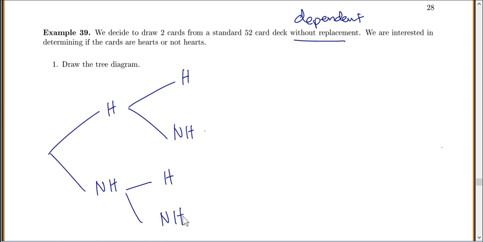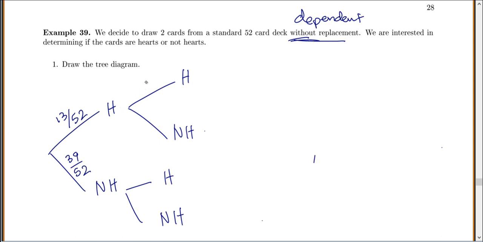Since that's all you're interested in, hearts or not, that's what we put in our tree diagram. Now, the first time you draw a card, if you want to get a heart, you'd have 13 out of 52 cards that are hearts. And if you wanted to not get a heart, well, there are 39 out of 52 cards that are not hearts. Or you could do 1 minus 13 out of 52. But that changes for your second card. We did it without replacement. We don't put those cards back, so these probabilities change.